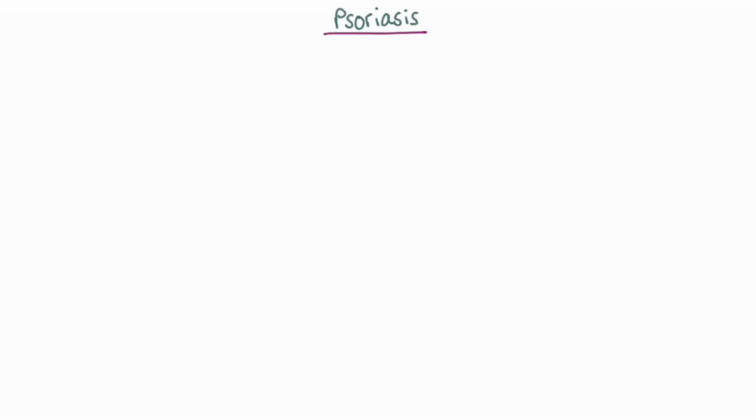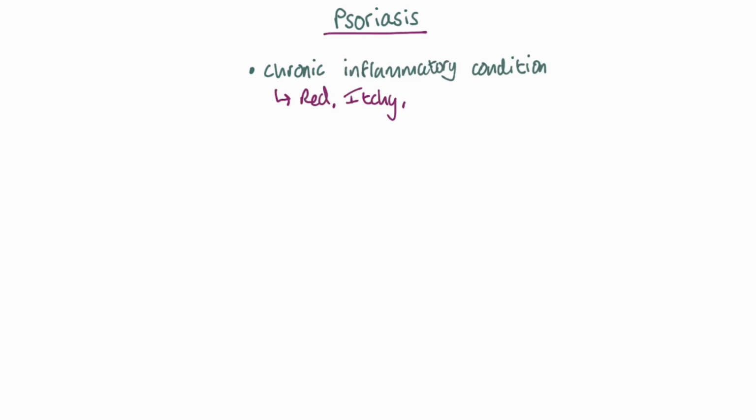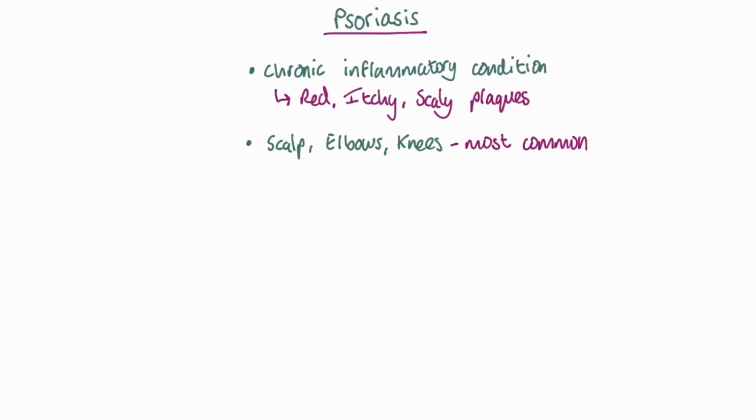Hi, in this episode we'll be discussing psoriasis. Psoriasis is a common chronic inflammatory skin condition characterized by raised, red, itchy, scaly plaques on the skin. Psoriasis lesions can appear on any part of the skin, however the scalp and the extensive surfaces of the knees and elbows are commonly affected.